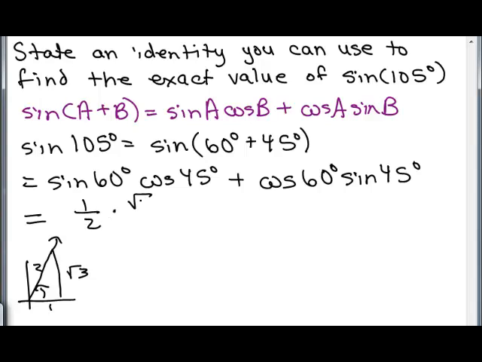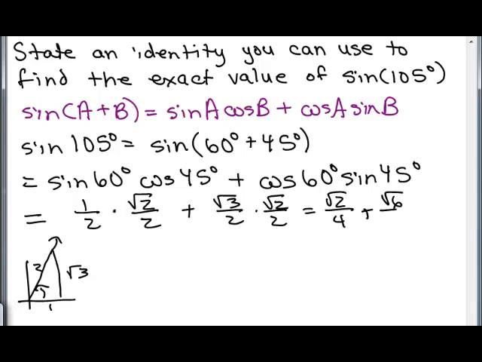Cosine of 45 is square root of 2 over 2. Cosine of 60 degrees is square root of 3 over 2. And the sine of 45 degrees is the square root of 2 over 2. And so if I simplify each fraction, square root of 2 over 4 plus square root of 6 over 4. Same denominator, so I just add the numerators: square root of 2 plus square root of 6 over 4.